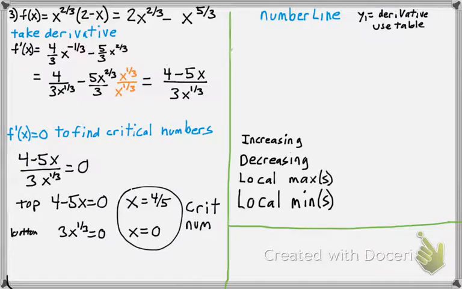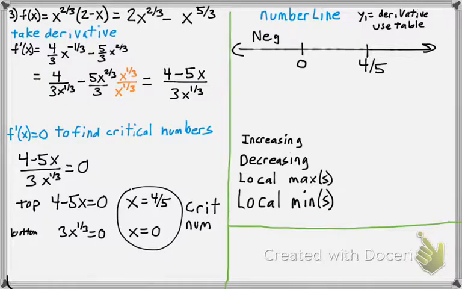So I'm going to take those and I'm going to put them on a number line. So 0 and 4/5. If you plug 0 and 4/5 back into the derivative, you should get 0 and undefined. You want to plug in numbers now that are in between these numbers, so within these regions. So if you plug in like -3, then you should get a negative number.